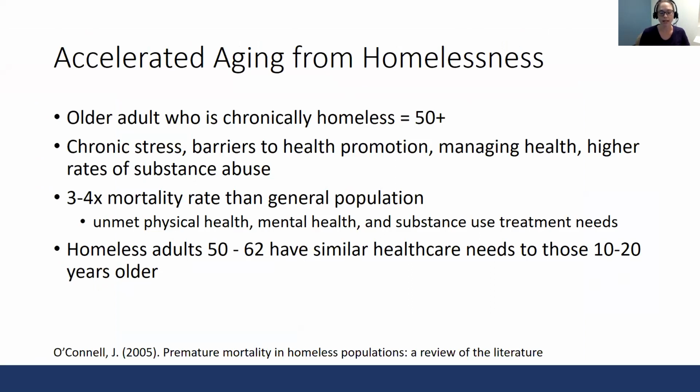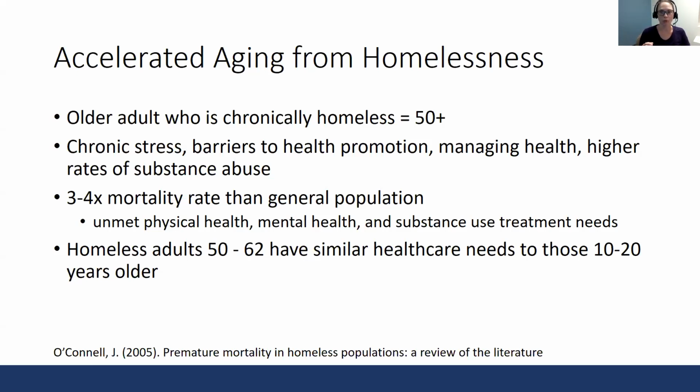for those who are homeless, because of chronic stress, barriers to their health promotion, and inability to manage health needs, higher rates of substance use, among other reasons. And in this group, we see that they have 3 to 4 times higher mortality rate than the general population, likely related to unmet physical health needs, mental health needs, and substance use treatment needs. And when we actually look at the reasons for why in the older homeless group, why they have a higher mortality rate, they actually are suffering higher mortality from cardiovascular disease and cancer.